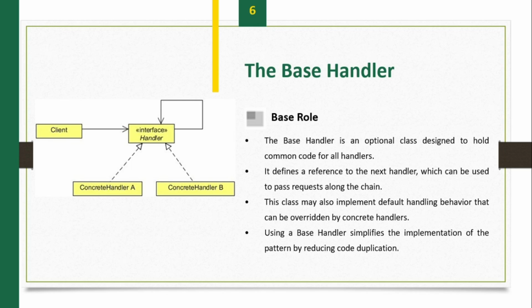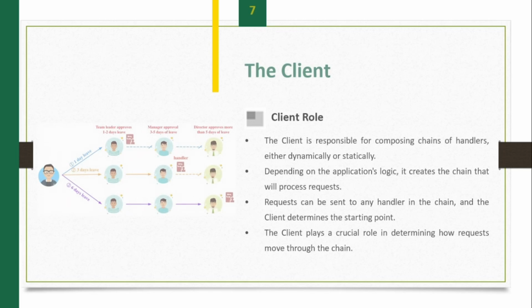The client is a key participant in the chain of responsibility pattern. It holds the responsibility for creating and composing the chain of handlers, either dynamically or statically, depending on the application requirement and logic. The client decides the sequence in which handlers are linked together to process requests. It determines the starting point of the chain and sends requests to the appropriate handler. The client's role is crucial as it influences how requests flow through the chain, affecting the overall behavior and functionality of the pattern.